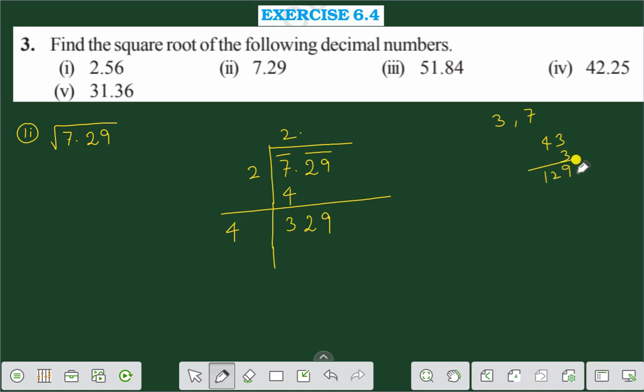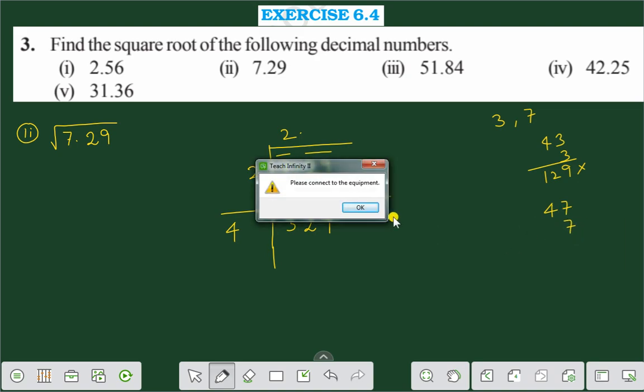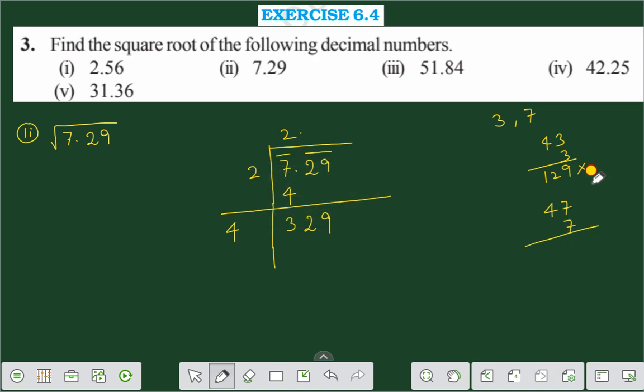If you are not getting this one, then multiply with 7. 47 with 7. That is 7 7 is 49. Here it is 9, 7 4 is 28, 28 plus 4 is 32. That's 329. Therefore, it will be 7. Here you put 7, and here also you put 7. You will get 329, and if you subtract this one, you will get the remainder as 0. Therefore, the square root of 7.29 is 2.7, and that is the answer.